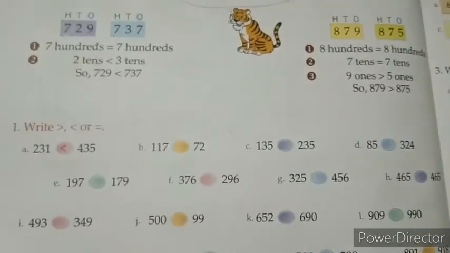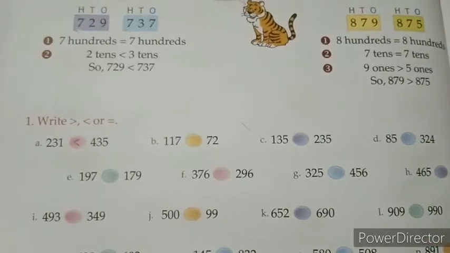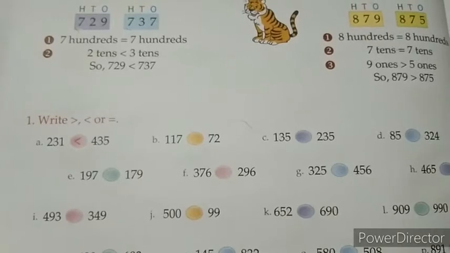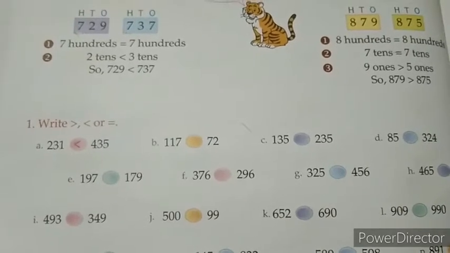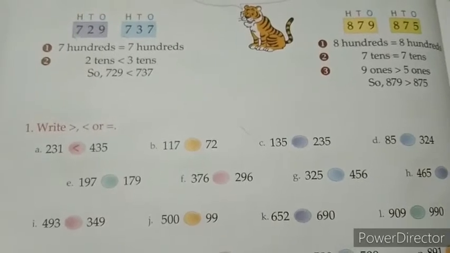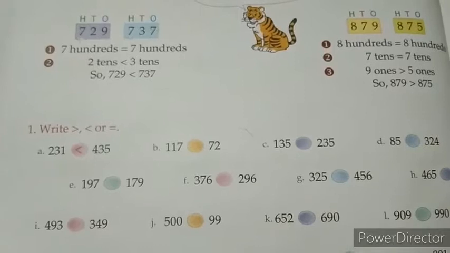Okay, so understood all of you? How will you compare numbers? Firstly, we will compare digits of 100 place. If digit of 100 place are equal, then we will compare digit of tens place, and if digit of tens place are equal, then we will compare digit of ones place.